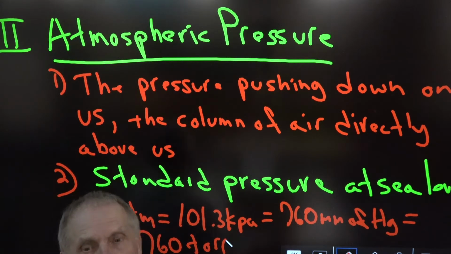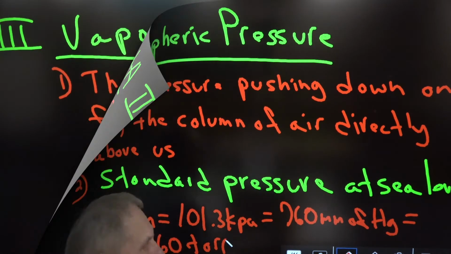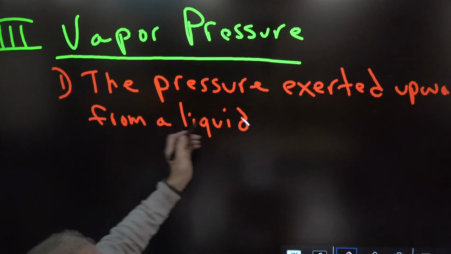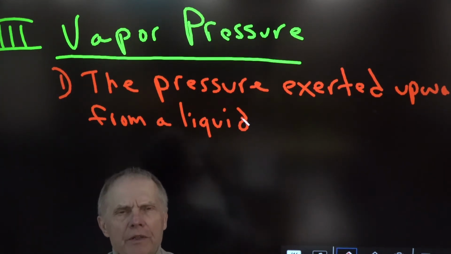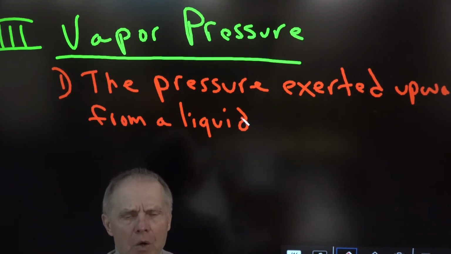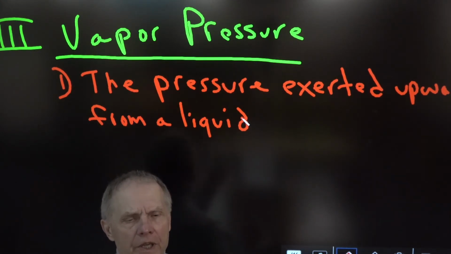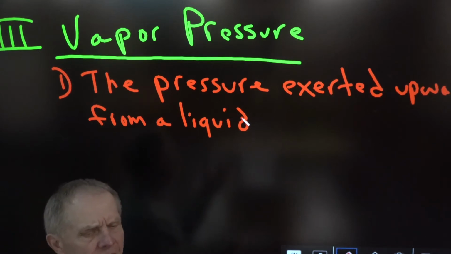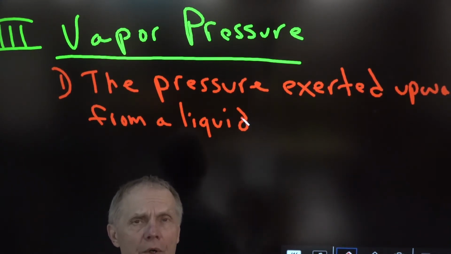Okay, so the next thing we got to talk about is vapor pressure. Vapor pressure, the pressure exerted upward from a liquid. Well, here is a beaker and there's water in it. And vapor pressure is not just exerted upward, it's also exerted on all sides. But what we're concerned with is the vapor pressure exerted upward. Okay? Now, this vapor pressure is ruled by something, and this is an important part.